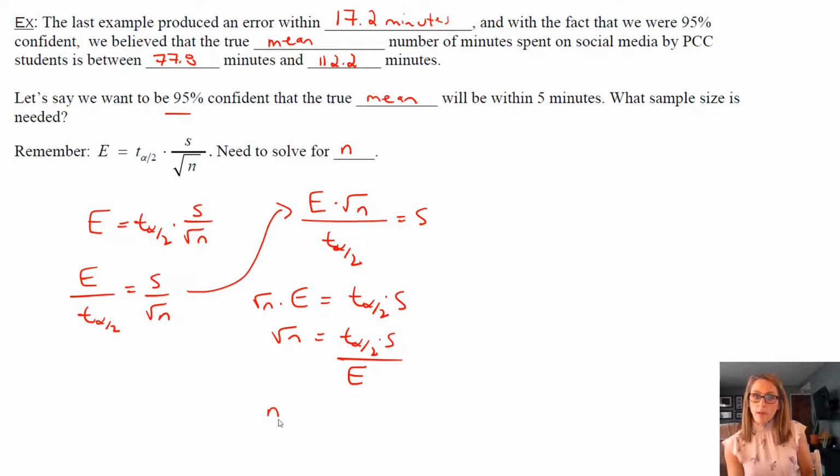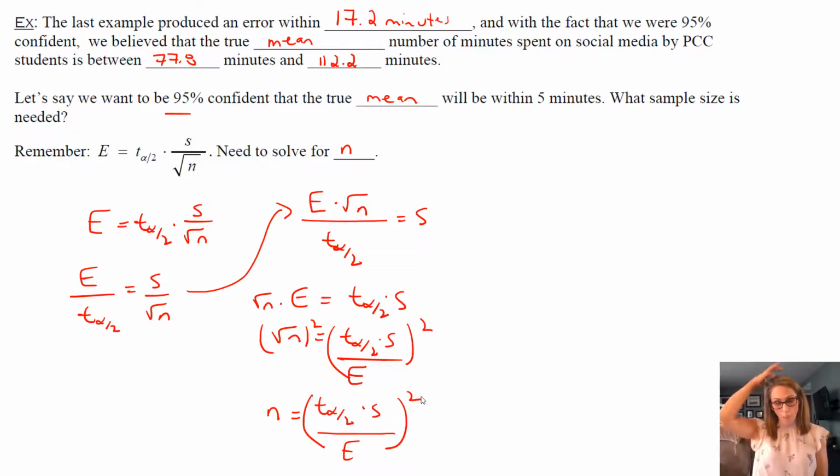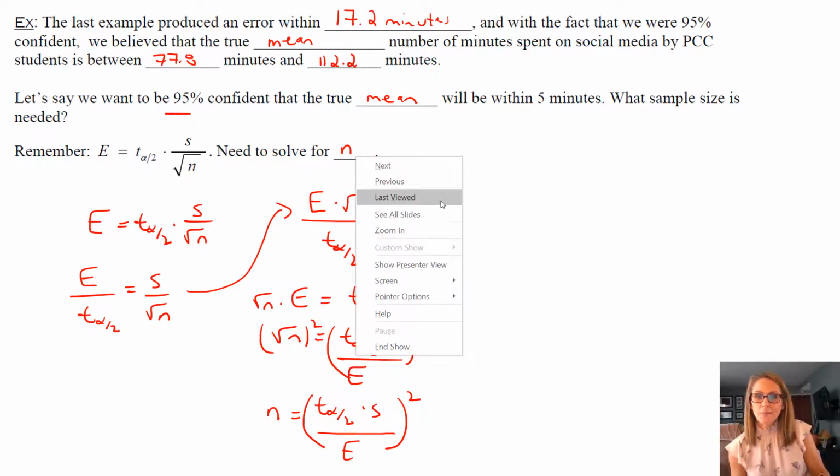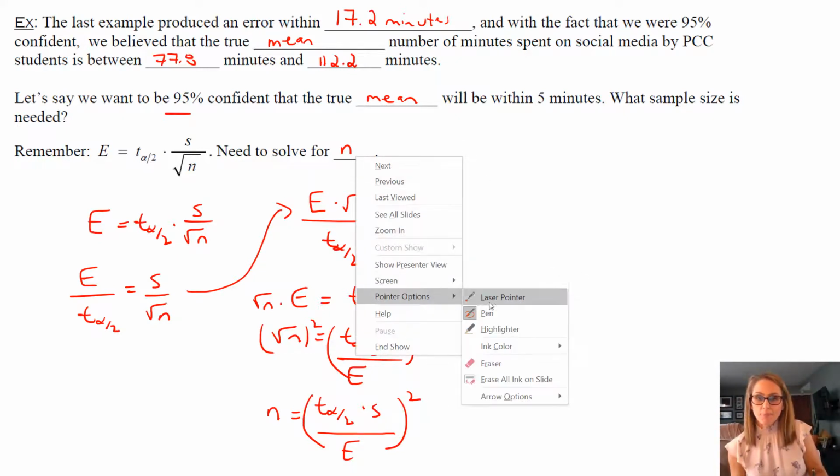And then if we wanted to find n, we would have to square both sides. So understand that that would be the last step. So that would give us the t-value times the standard deviation over the error, and all of that would be squared. But that's a problem. And maybe you don't see the problem yet, but there is one.